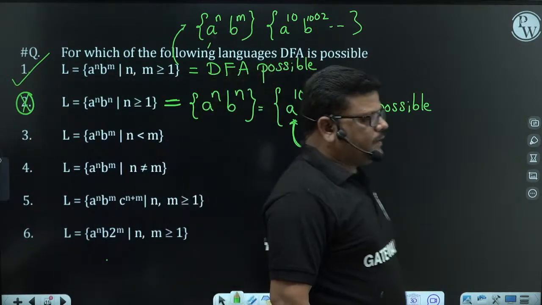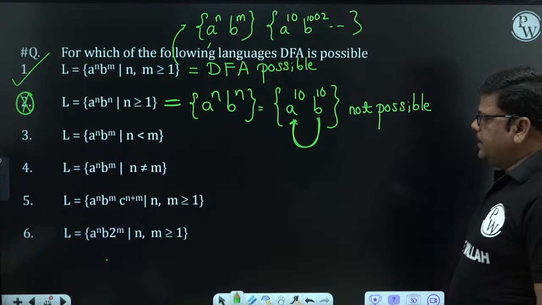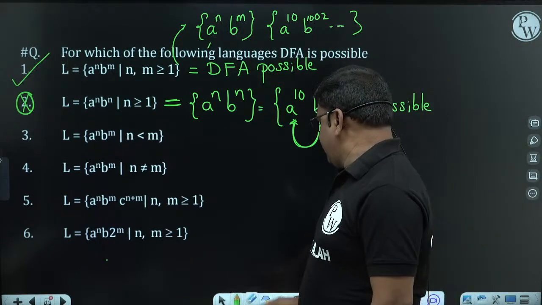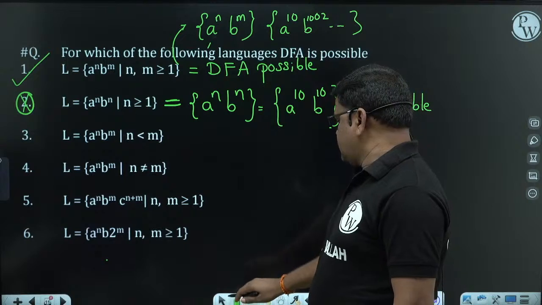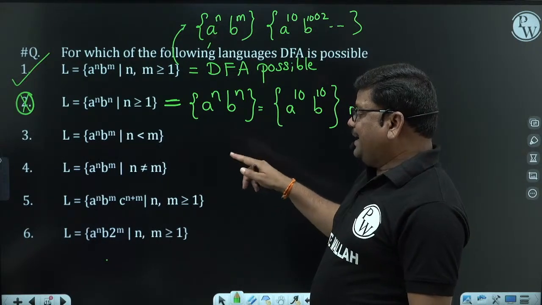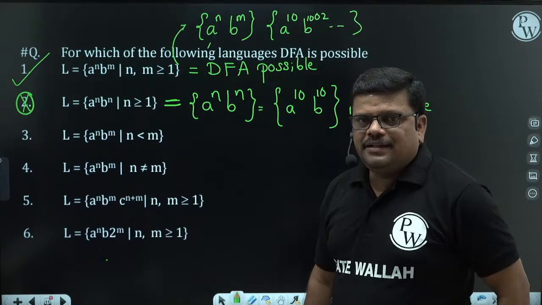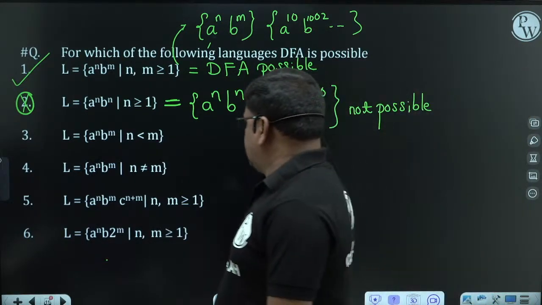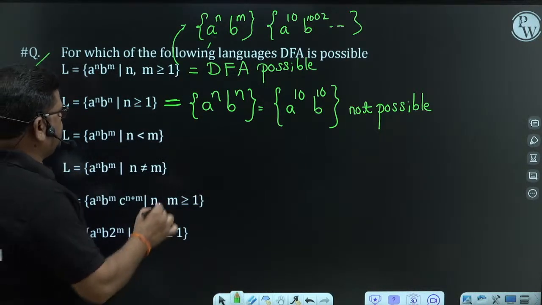Let us come to the third one. What is your opinion about the third language? A power n, B power m, where n is less than m. A power n, B power n, n is less than m. So here the number of A's is less than the number of B's.